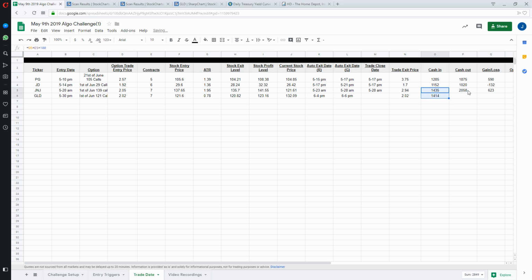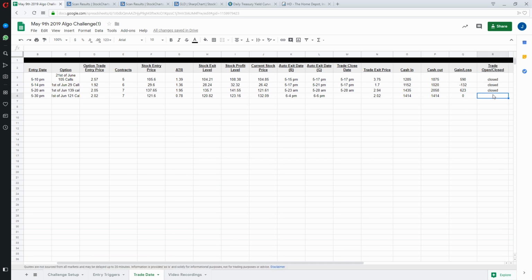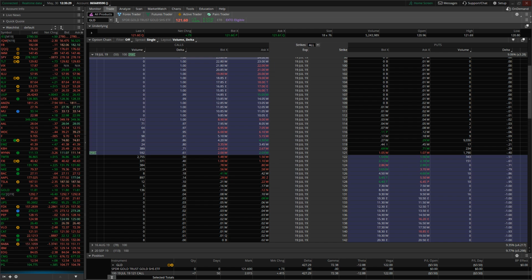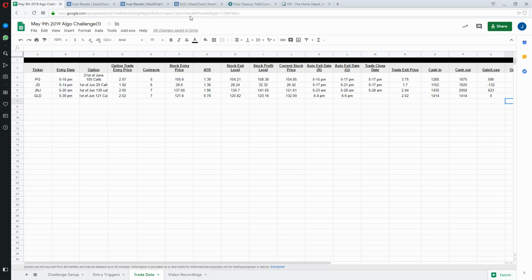So we have cash in about 1,400, and cash out about 1,400 where it is right now. Gain, loss, 0. All right, so we have all that filled in and ready to go. All right, and trade. Let me just scroll over here and click on open. All right. So pretty simple, pretty straightforward, and off and rolling. And we have plenty of cash to jump into the next signal. So hopefully we'll get that soon. Okay. All right. So that's GLD in the trade there.